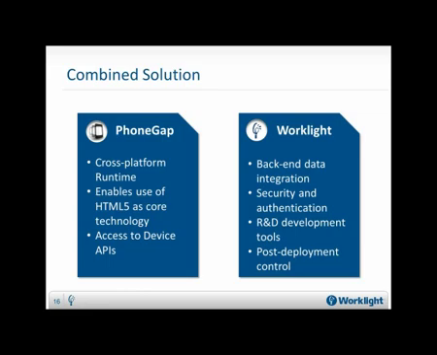PhoneGap is the technology that is used for addressing the issues associated with cross-platform development. It provides client-side runtime functionality that allows downloadable apps to use HTML5 and JavaScript as the cross-platform technology, while also letting the JavaScript code access mobile device APIs. The Worklight platform deals with the issues of back-end integration, including security and authentication. It also includes development tools optimized for organizations and provides runtime functionality for post-deployment control of apps.